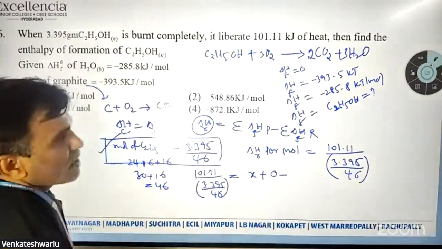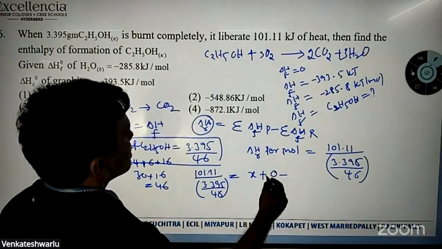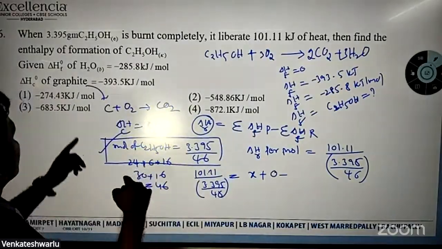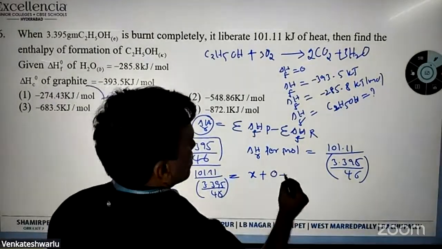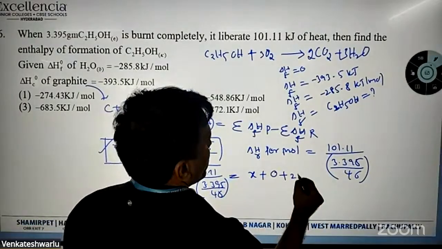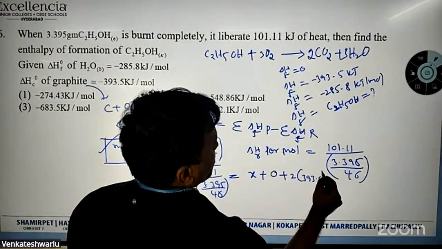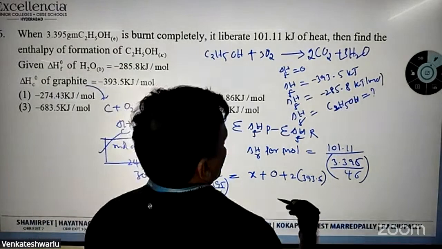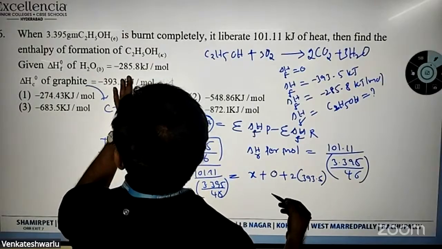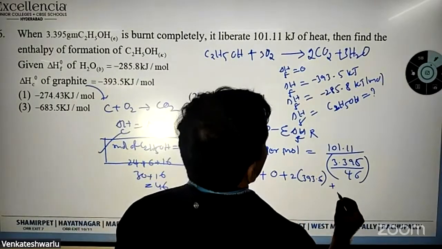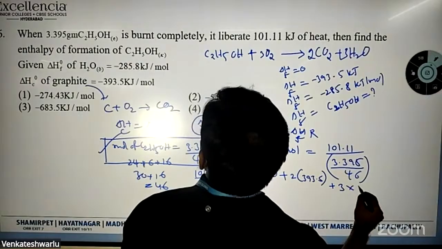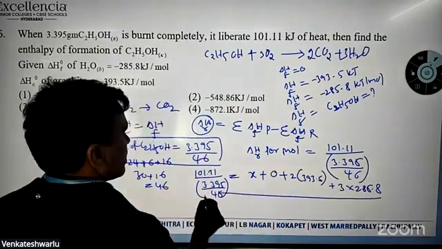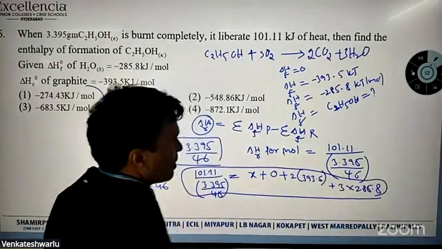So minus CO2. CO2, how much is given here? CO2 is given, yes, 393.5, so minus into minus plus, 2 into 393.5, because 2 moles of CO2 is given in the question. Products minus reactants. For both the reactants, minus values are given, therefore they become plus values, 3 into 285.8. By simplifying this, you can get the answer.